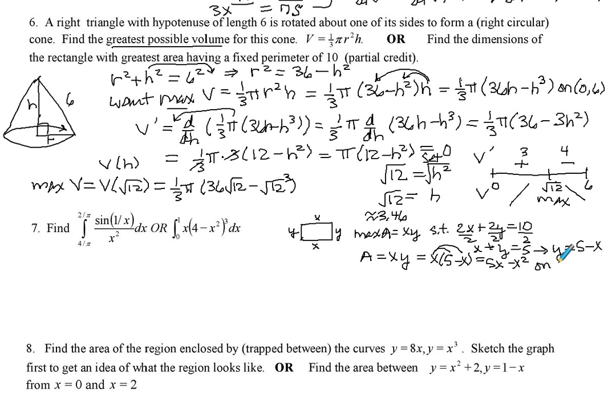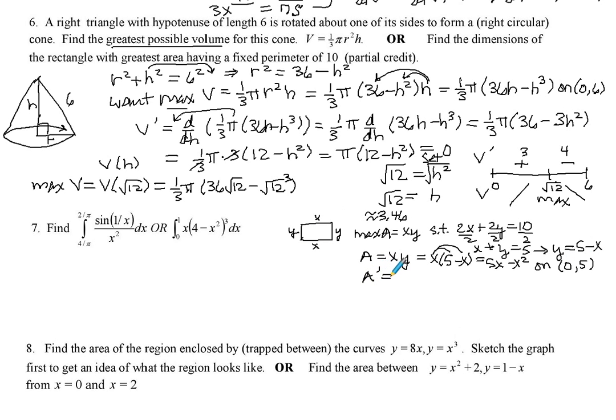And that's going to be on the interval, the smallest x could be is 0, and the biggest x could be is, well, the whole perimeter is 10, so the biggest this could be is 5 and 5. So it's on the interval from 0 to 5. So if you get any critical numbers that are outside that interval, you ignore them.